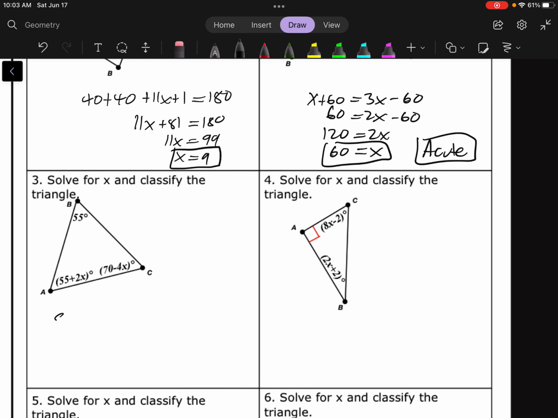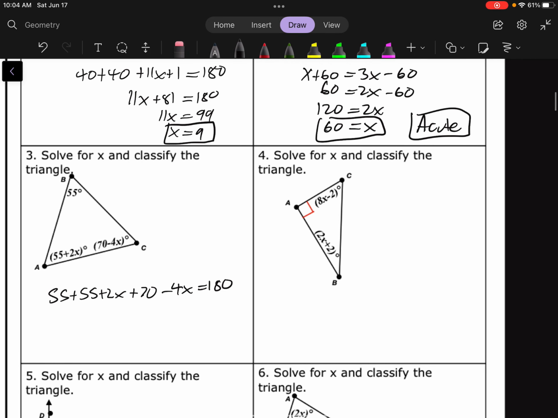For this one, let's add up all that stuff. 55 plus 2x plus 70 minus 4x is equal to 180. 55 and 55 is 110. Plus 70 is 180. 2x minus 4x is minus 2x. If I subtract the 180, I get negative 2x is equal to 0. So dividing by negative 2 tells me that x is actually 0 on this one. That's kind of strange. And plugging the 0 back in means that this angle's just 55 and this angle's just 70, which does add up to 180, so that's cool. And all three of those are less than 90, so this is an acute triangle.